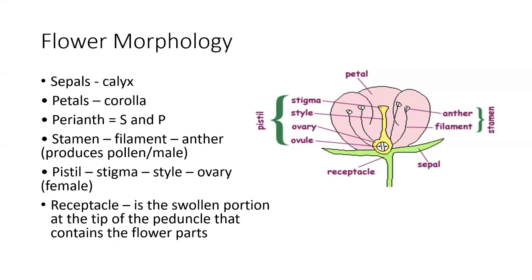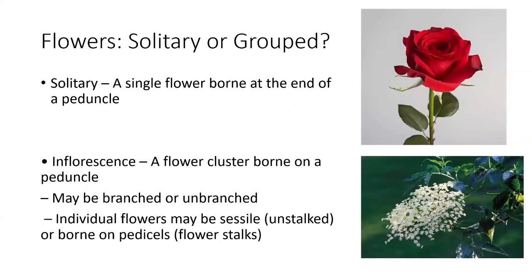And then the very base of the flower is known as the receptacle. That's actually the little swollen part at the tip, the very base of the flower. So again, we've gone from the outer part of the flower all the way toward the inner parts of the flower. So again, I apologize. I'm going to move a little bit faster just so we can get through.